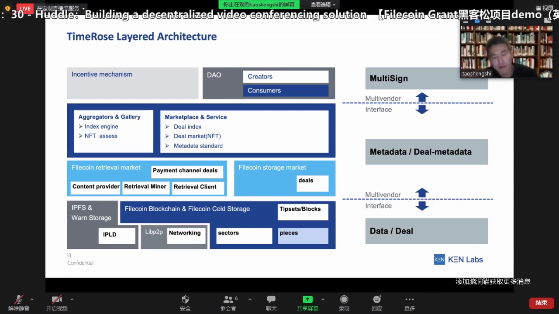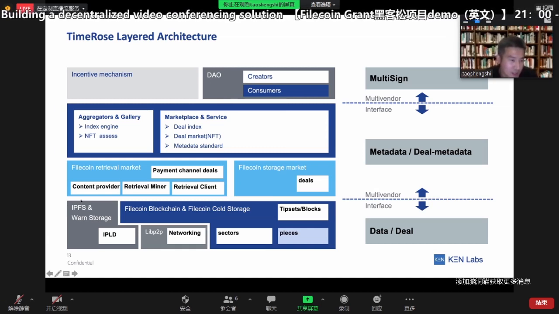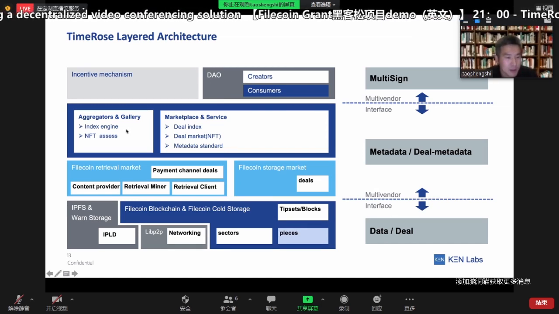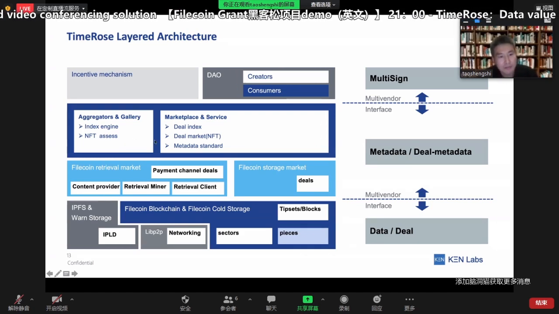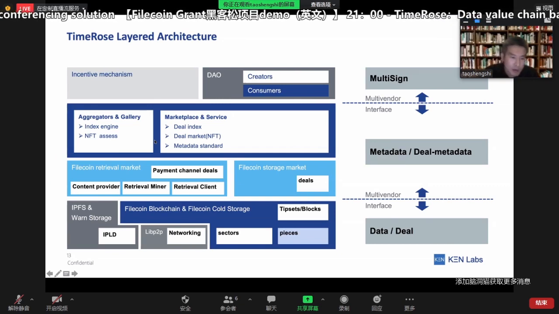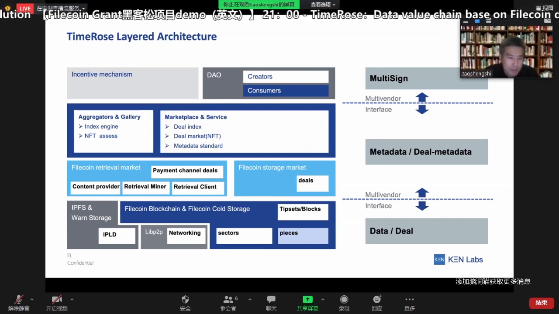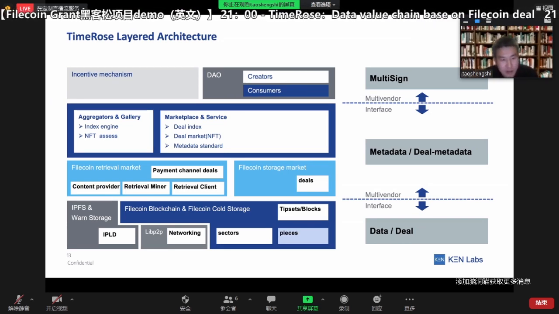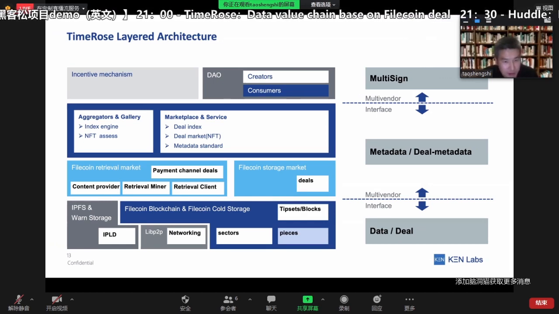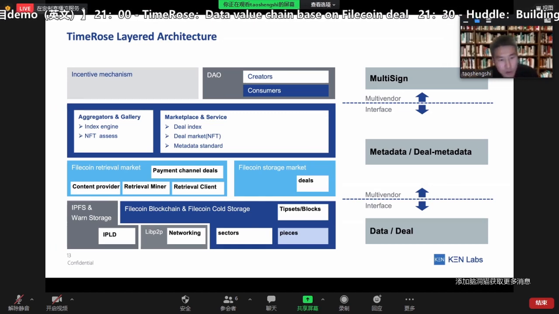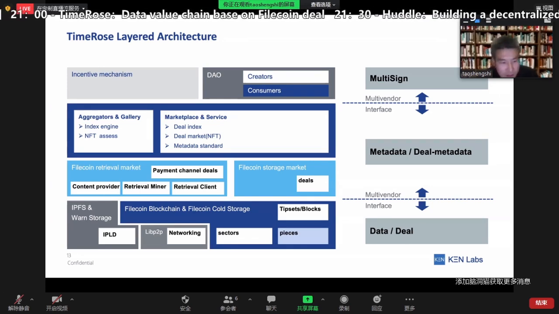On top of the retrieval market and the Filecoin storage market, we build TimeRose. That is aggregators and galleries, named the index engine and the NFT access. And we will also build the marketplace as the next step. In the marketplace, we will show the deal index, deal market, and the new NFT standard. We also want to propose a new metadata standard for Filecoin native NFTs.